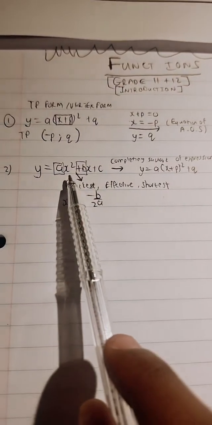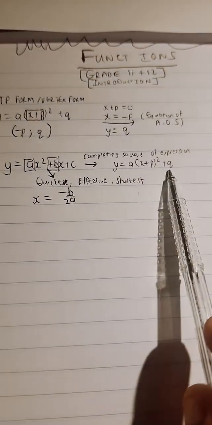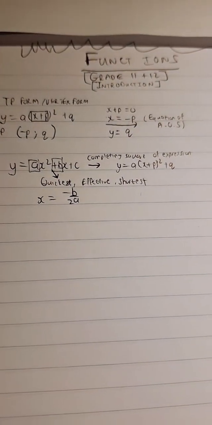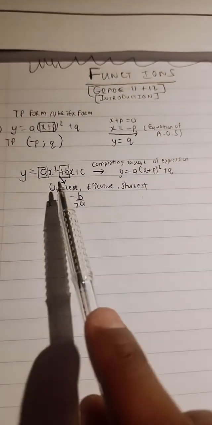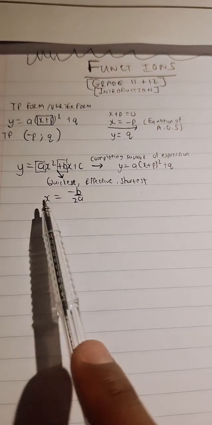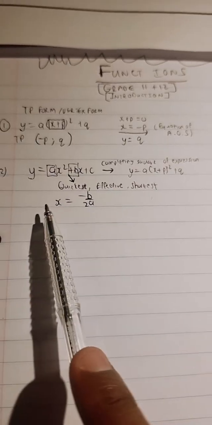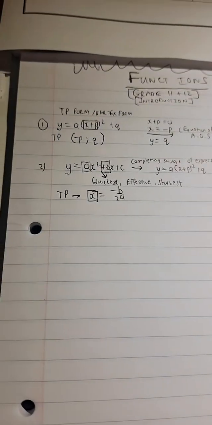What I'm saying is that if you are given the function in this form, instead of completing the square and then expecting to read the coordinates, which is a long way to the coordinates, let us rather go straight to using the formula. There is a formula that works to get the x coordinate of the turning point. Turning point x: you say x is equal to minus b over 2a.